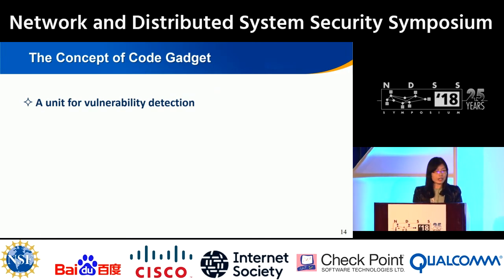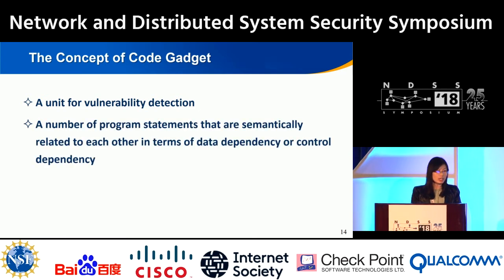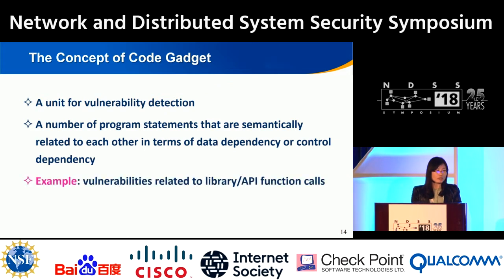First of all, we propose the concept of a code gadget. What is a code gadget? A code gadget is a unit for vulnerability detection. It is composed of a number of program statements that are semantically related to each other in terms of data dependency or control dependency. We use vulnerabilities related to library or API function calls as an example.